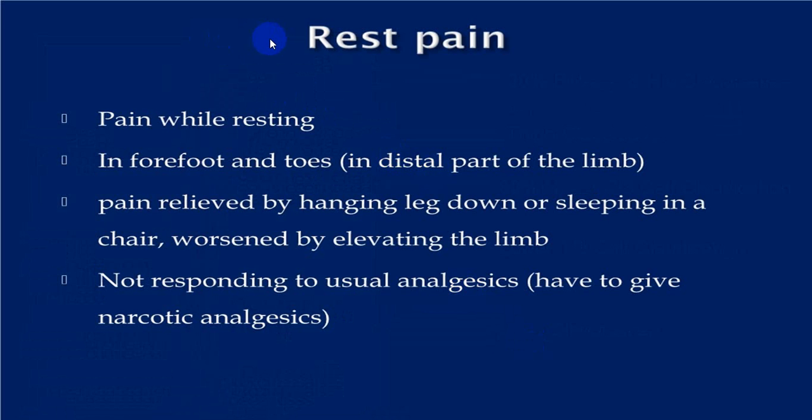As occlusion advances further, there will be rest pain. The person will get pain while resting. It will be more common in the forefoot and toes, the distal part of the limbs. Pain will be relieved by hanging the leg down or sleeping in a chair. It will be worsened by elevating the limb, because blood flow will decrease when you elevate the limb. That's the reason why, when the person starts climbing, there is a decrease in claudication distance. Very typical. It does not respond to the usual analgesics. You might have to give narcotic analgesics.